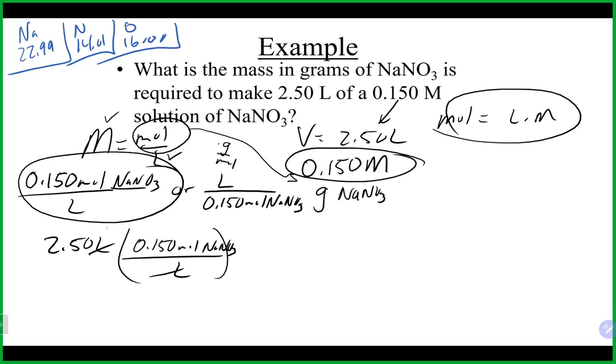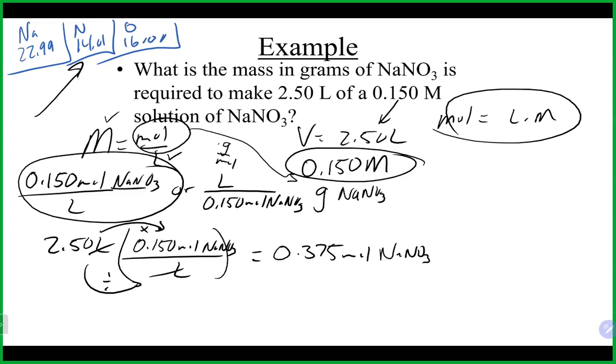Liters are going to cancel, and I know because I did dimensional analysis, are going to multiply and divide. And that is going to get me here, 2.5 times 0.15, 0.375 moles of sodium nitrate. Now that's close to what I need, but I do want grams.